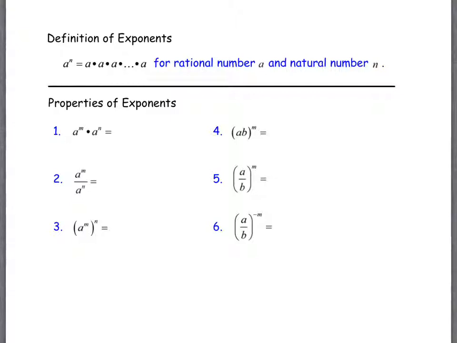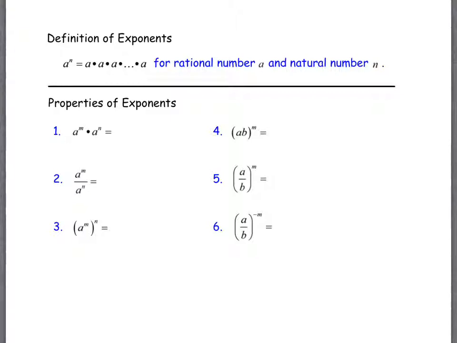This is going to feel like a little bit of an aside, but we're going to very quickly see where it comes into play, so just bear with me. Definition of exponents. If we have a raised to the power of n, so a is a rational number and n is natural.